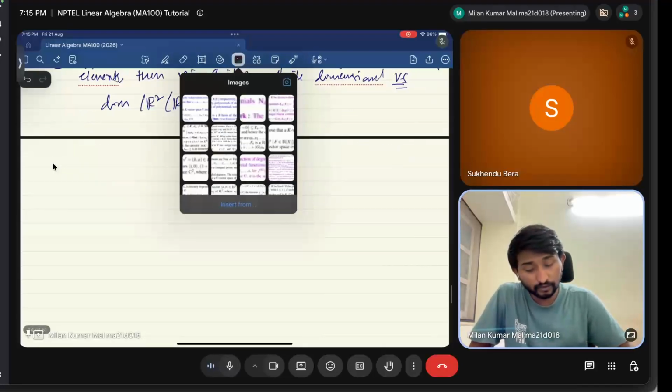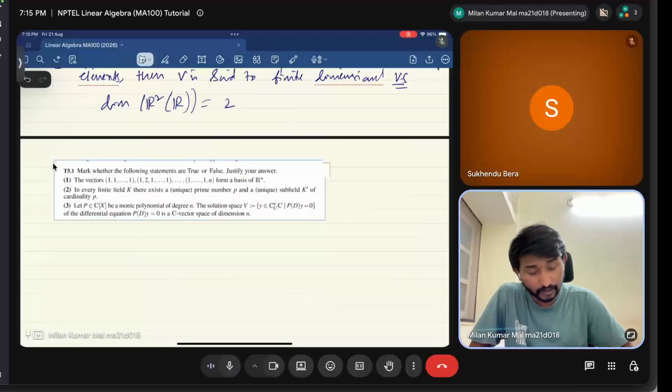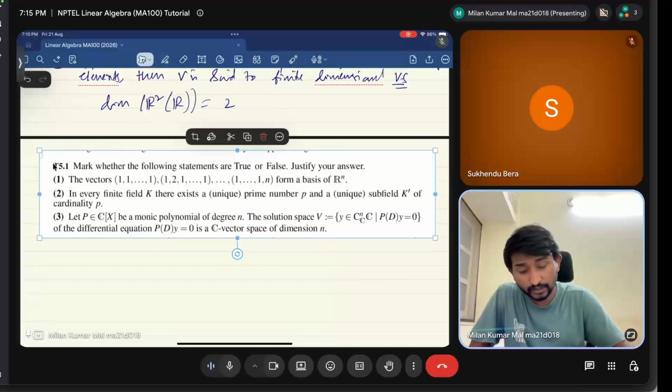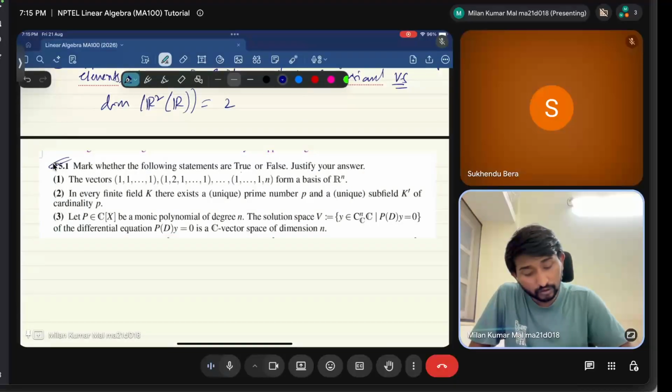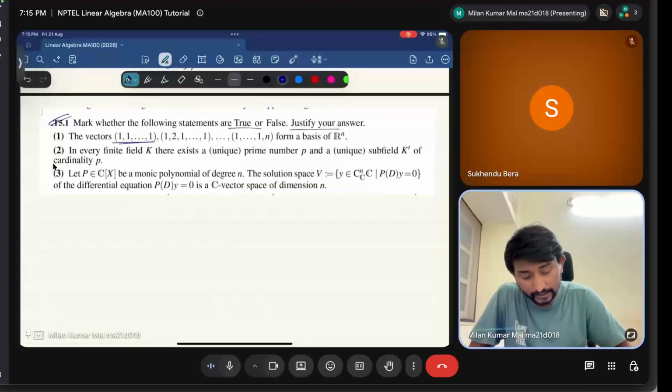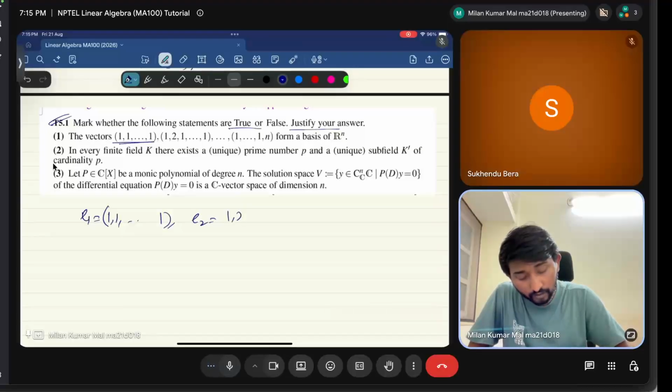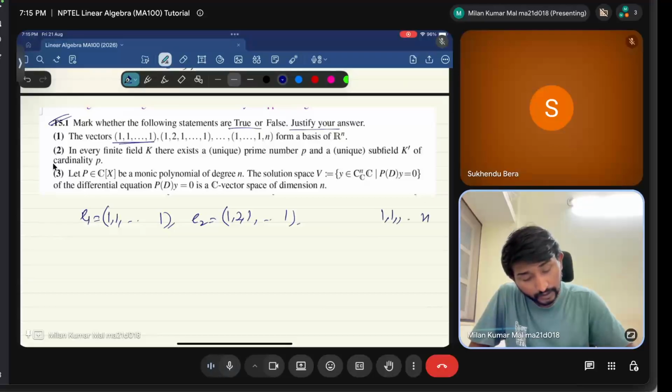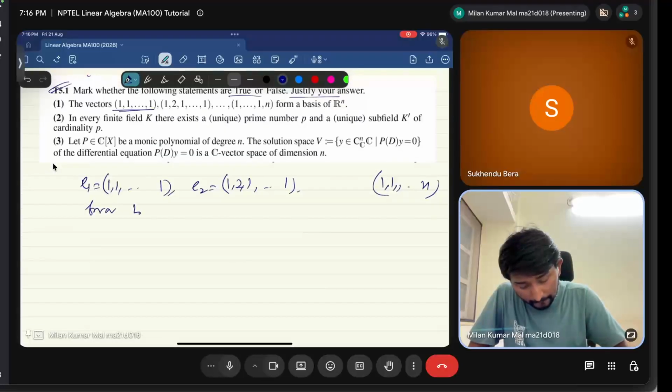So let me come to this question. Here is a question. The question asks which of these are true or false. First, the vectors: let's take the first vector e1, that is (1, 1, ..., 1). The second vector is e2 equals (1, 2, 1, ..., 1), something like that. And the third vector is like (1, 1, ..., n). Does it form a basis of R^n or not?